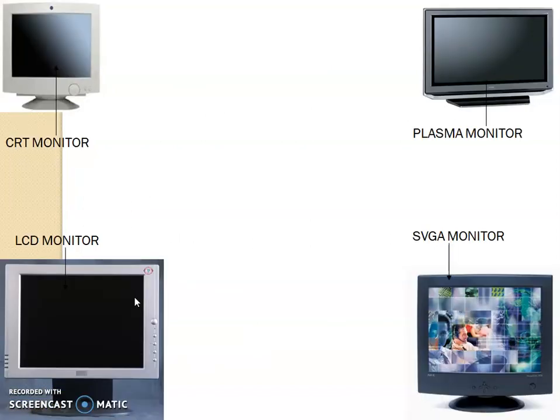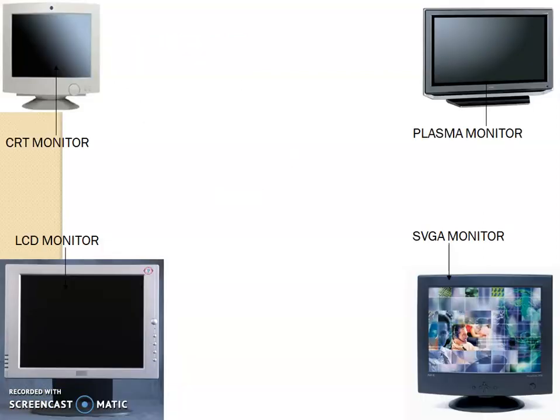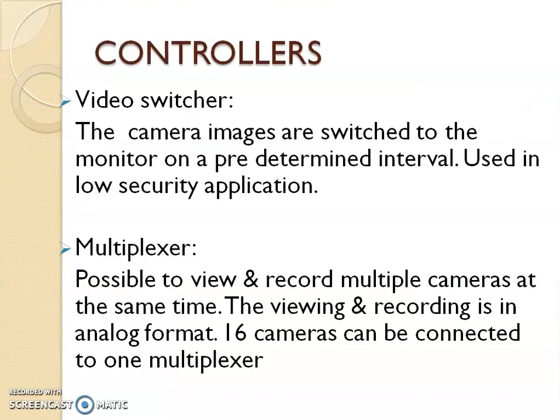So the purpose of this monitor is you can see the image which is being processed from the camera, from the CCTV camera, which can be seen by the user. So you need controllers for that. You need a video switcher, multiplexer and all. We'll see what it is.